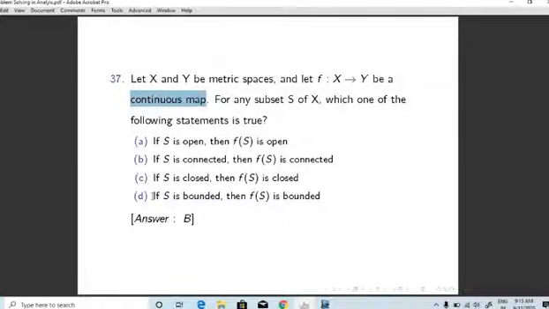So again, if f is bounded, then f of S is bounded. Again, this is not true. If we take S equal to the open interval (0, 1) and the function defined to be 1 by x, then f of S is unbounded. So we can give so many functions.